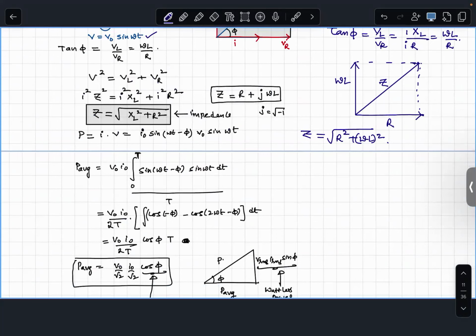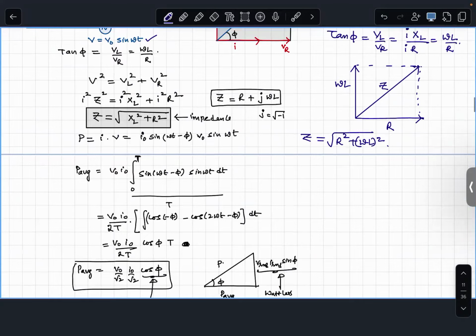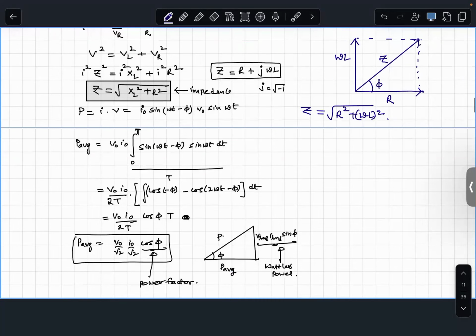We know this is not pure L or pure R. But one thing I have noticed is that the voltage leads the current, that's for sure. So when I am writing the current function, I should write sine omega t minus phi, because I know the voltage function has sine omega t. From this you have power, this is instantaneous power. Any doubt till this point?